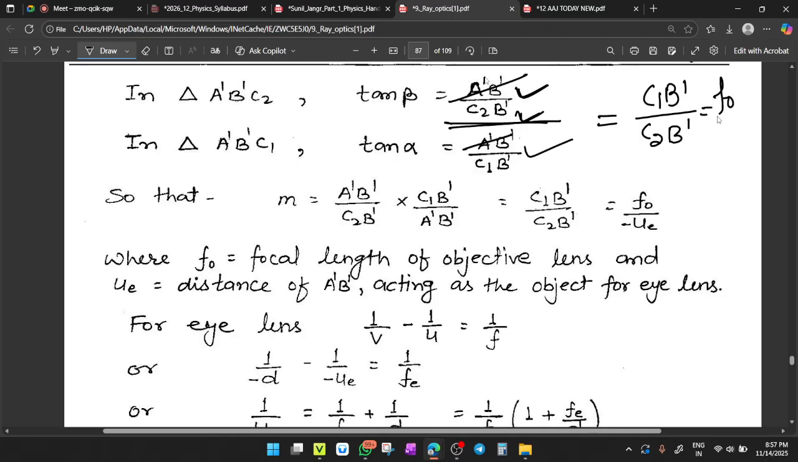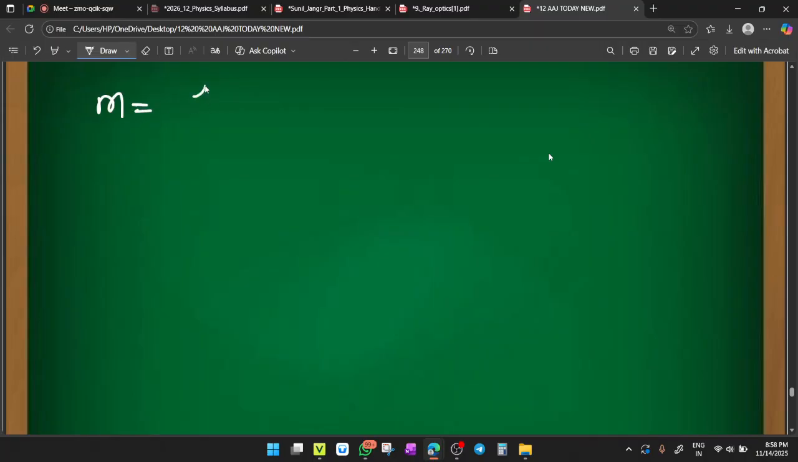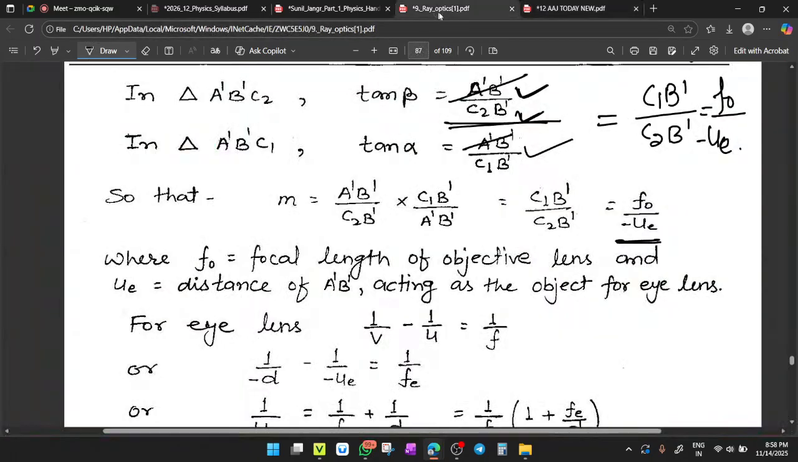What is C1 B dash? It is equal to the focal length of the objective lens towards the right, so it will be positive. And C2 B dash is what? This will be equal to minus UE. Yes or no? So this becomes FO upon minus UE. Clear? So the magnification becomes M equals FO upon minus UE, where FO is the focal length of the objective lens and UE is the distance of the object A dash B dash acting as an object for the eye lens.